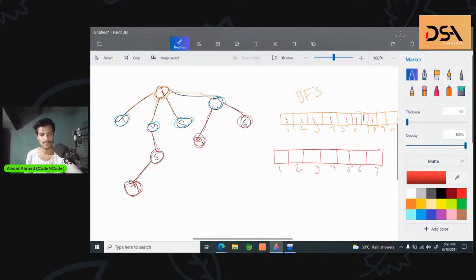1, 2, 3, 4, 5, 6, 7. So what you do, you create a queue, and a queue, if you know, follows the FIFO procedure, right? First in, first out. The elements which are inserted first will be processed first. That is exactly our need, right?